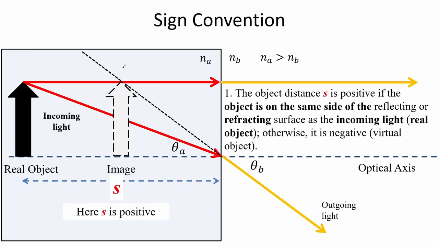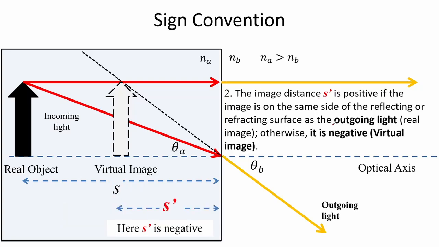To calculate mathematically the relation of the images we need to know its sign conventions. For the object distance s, it is positive since it is on the same side as the outgoing light and the object is considered as a real object. For the image distance s', we see it is on the opposite side as the outgoing light, so it is negative. The image formed is considered a virtual image since it is also on the opposite side with respect to the outgoing light.